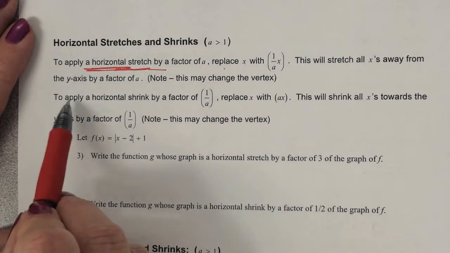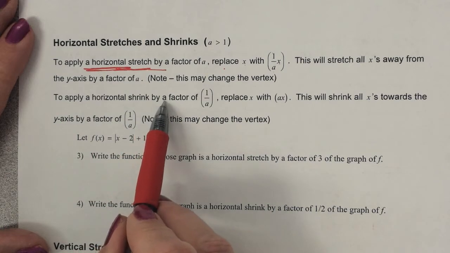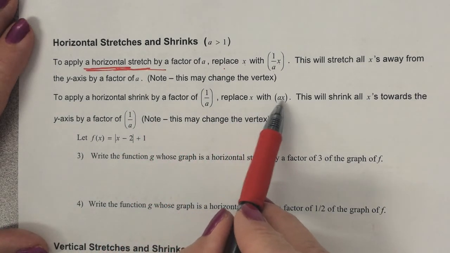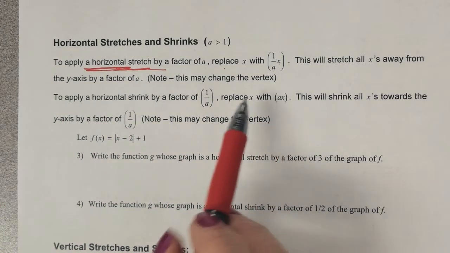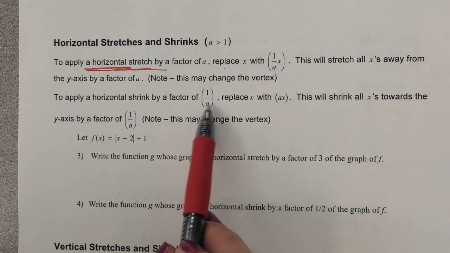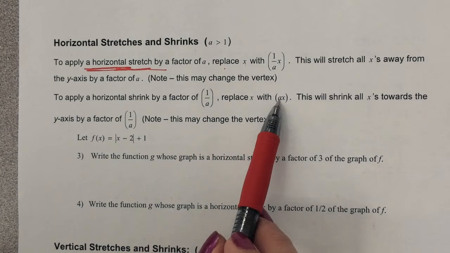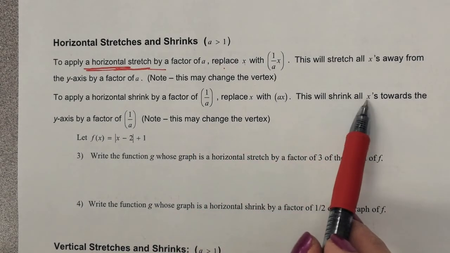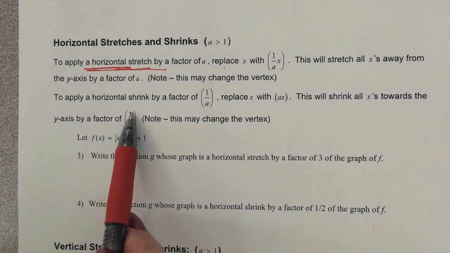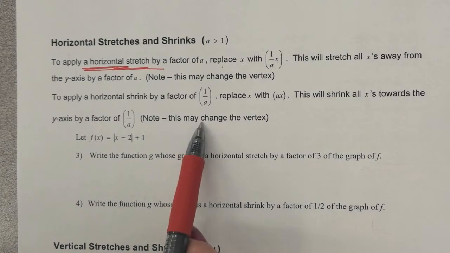To apply a horizontal shrink by a factor of 1 over a, replace x with ax. So let's say we want a horizontal shrink by a factor of 1/3. We would replace x with 3x. This will shrink all x's towards the y-axis by a factor of 1 over a. Again, note this may change the vertex.